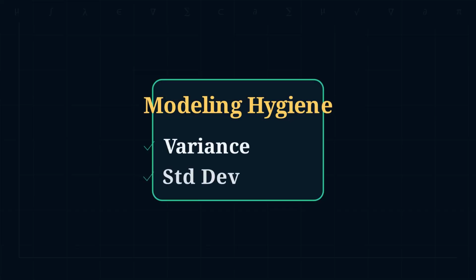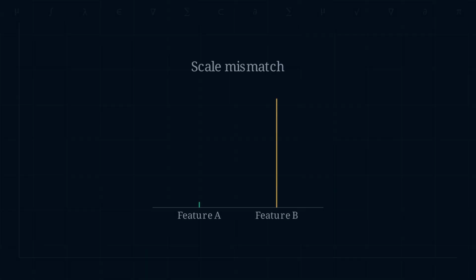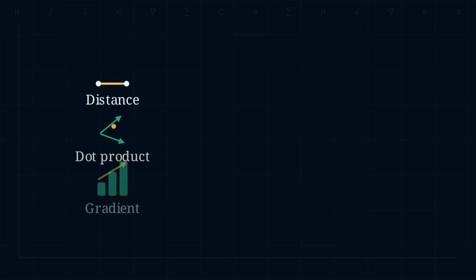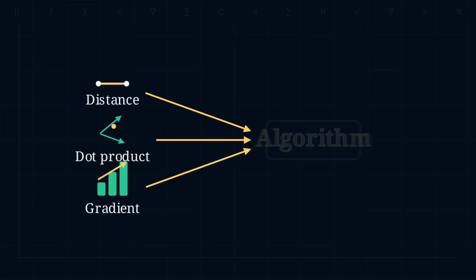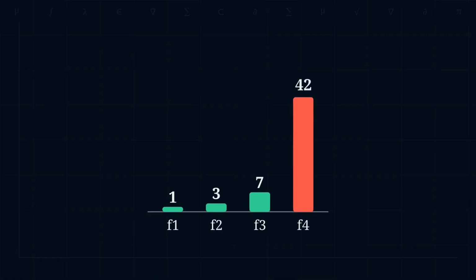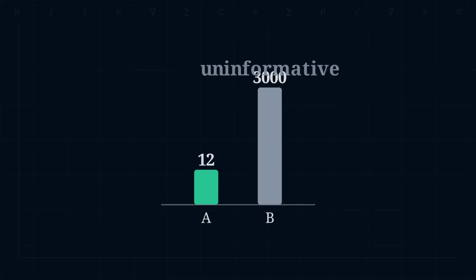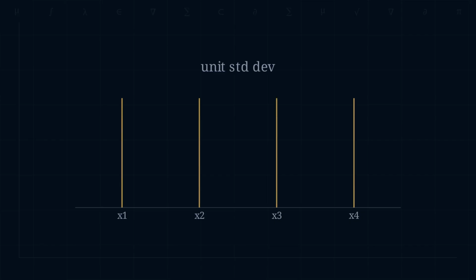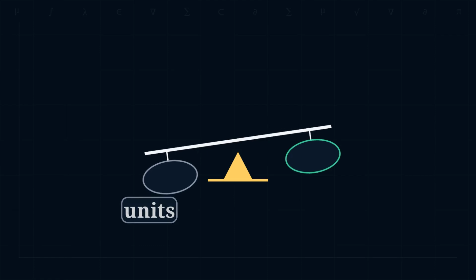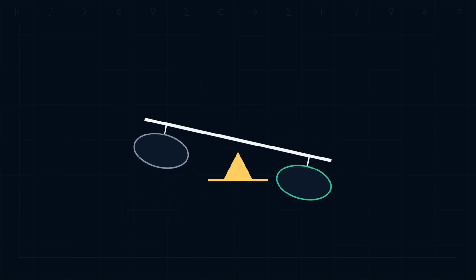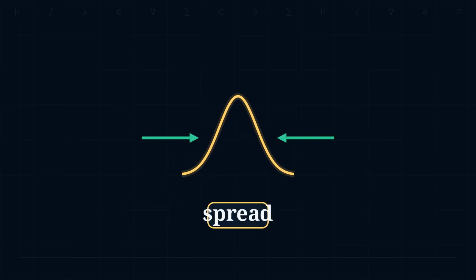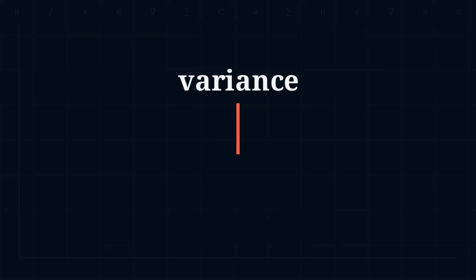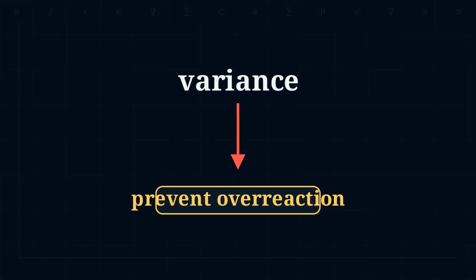Variance and standard deviation also guide modeling hygiene. When features live on different scales, algorithms that rely on distance, dot products, or gradient steps get skewed toward the largest scale feature, even if it is not informative. Standardizing each feature to have 0 average and unit standard deviation levels the playing field so that weights capture signal instead of compensating for units. Regularization penalties that limit effective spread of predictions are, at their core, constraints on variance to prevent overreaction to noise.